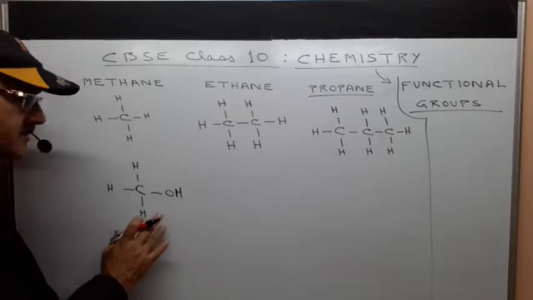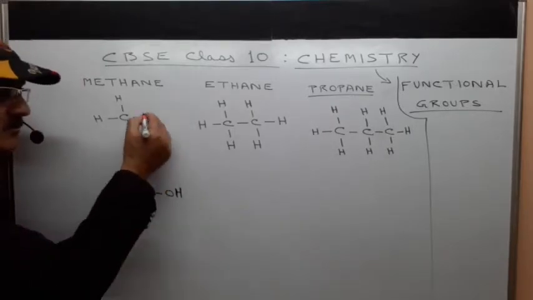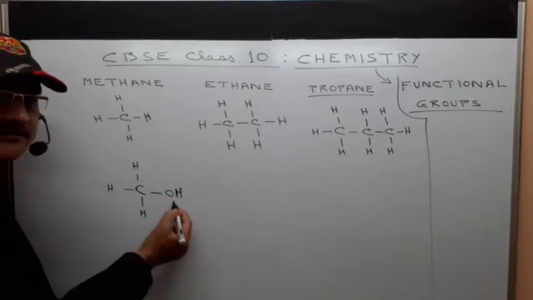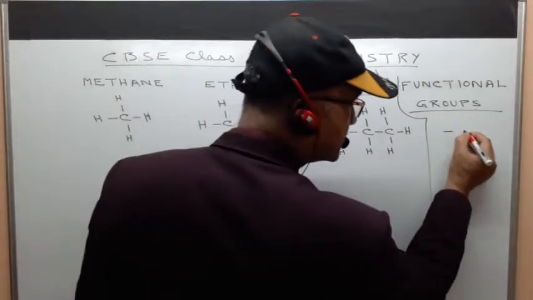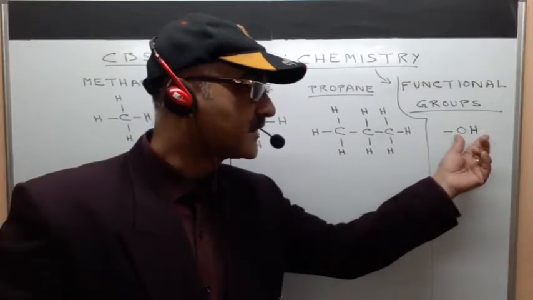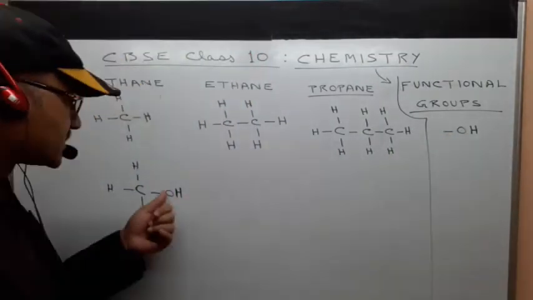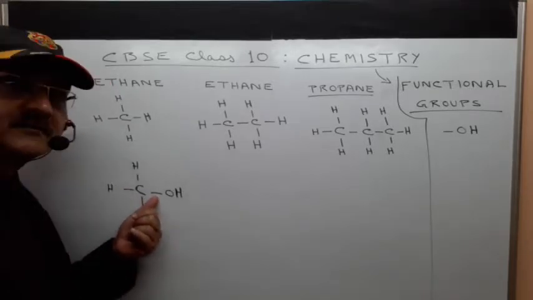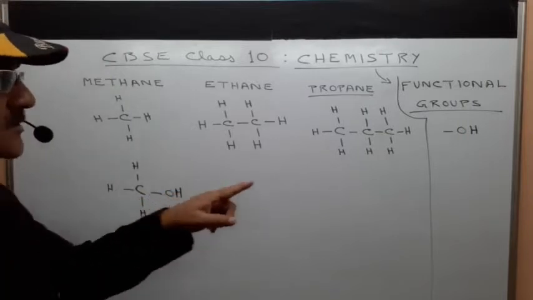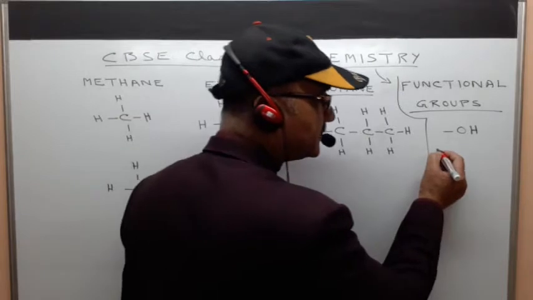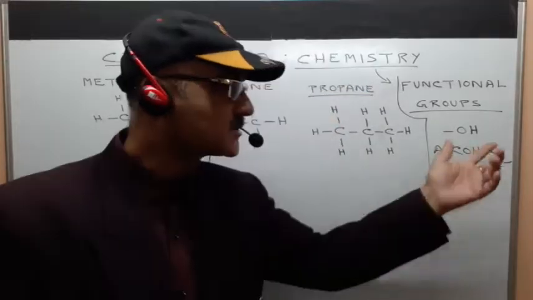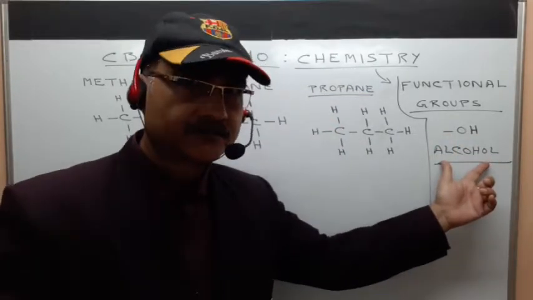Now let's come back to this. Here we are replacing one hydrogen atom with an OH group. We call it an OH group. So this is an OH group. This line means its valency is 1. So it is combining with carbon. It's a single covalent bond. Clear? Okay. Now this group OH is called the alcohol group.